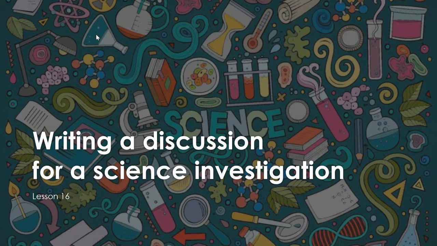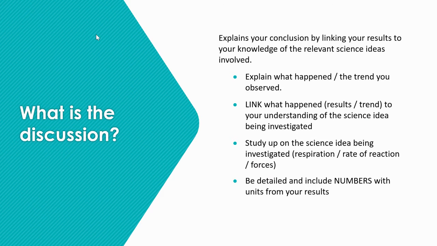This part of the science report brings together all the science theory and the science ideas, in this case biology ideas, with the results of your investigation. So it brings together the primary data, the results that you've collected, and the theory that we've learnt about. The discussion explains your conclusion by linking your results to your knowledge of the relevant science ideas involved.